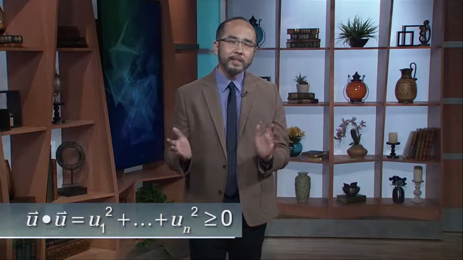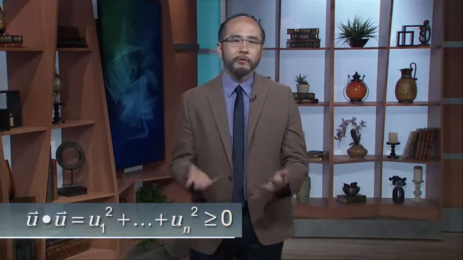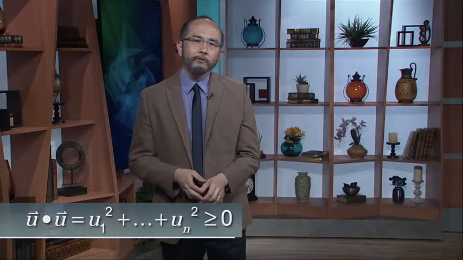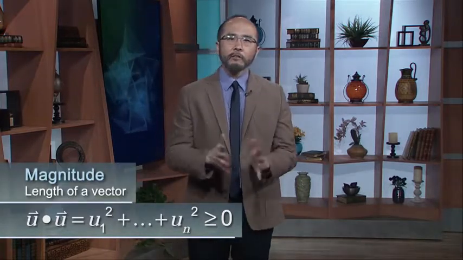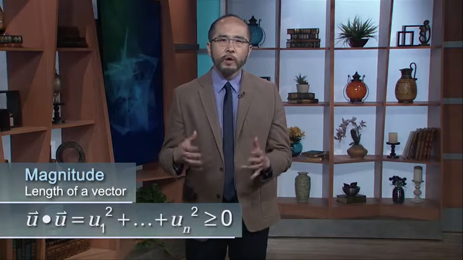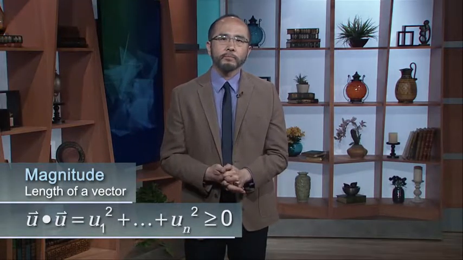And the great thing about a sum of squares is that it's never negative, and it's only 0 for the 0 vector. We define the magnitude, or the length of a vector, by taking the square root of u dot u. This notation for magnitude is double bars around the vector. For example, the magnitude of the vector 3, 1, 4 in R3 is the square root of the quantity 3 squared plus 1 squared plus 4 squared, which is the square root of 26.